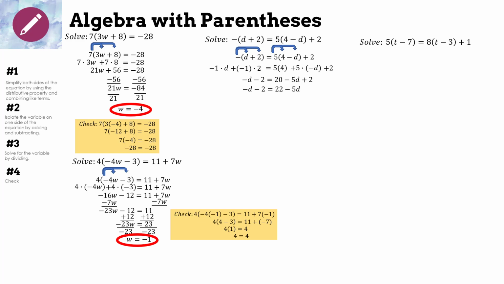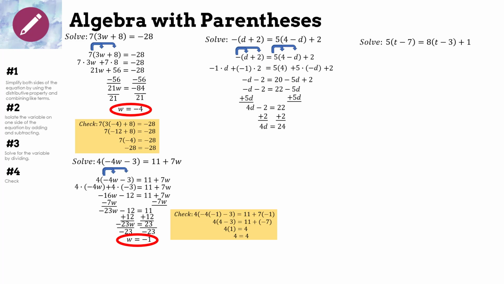We want all the d's, or the letters, on the left side and everything else on the right side. So the opposite of subtracting 5d is adding 5d. Now I'm going to do that to both sides of the equal sign. So I end up with 4d minus 2 equals 22. We need to get the 4d by itself. So the opposite of subtracting 2 is adding 2. Remember, we have to do it to both sides of the equal sign. That gives us 4d equals 24.